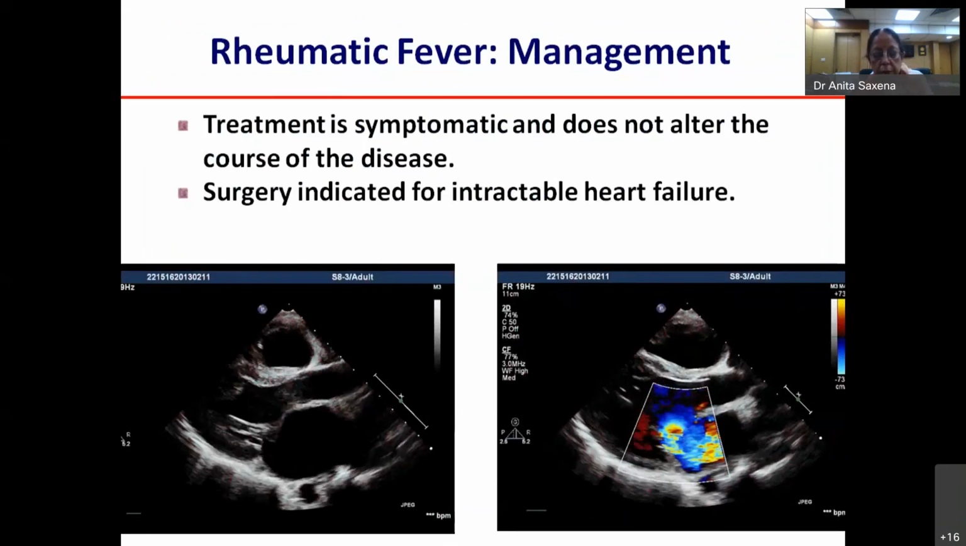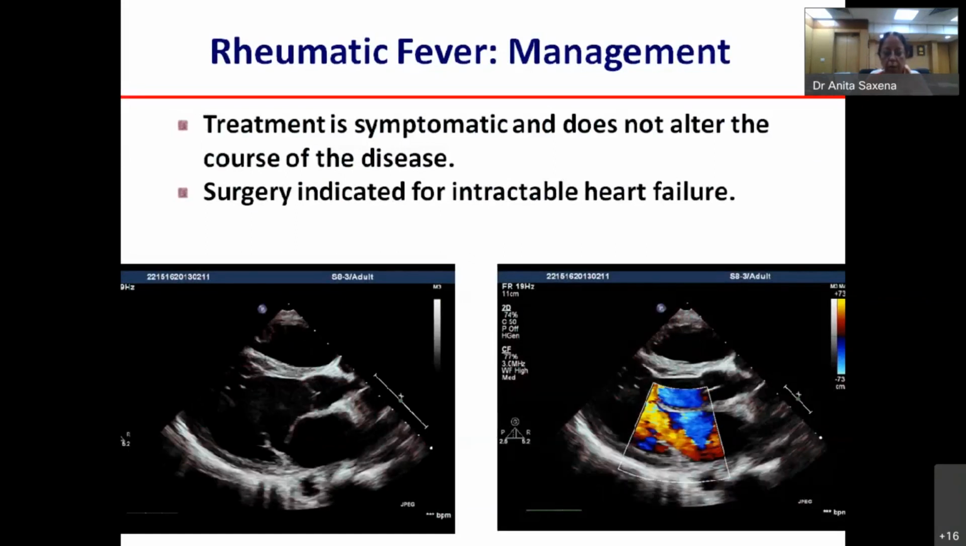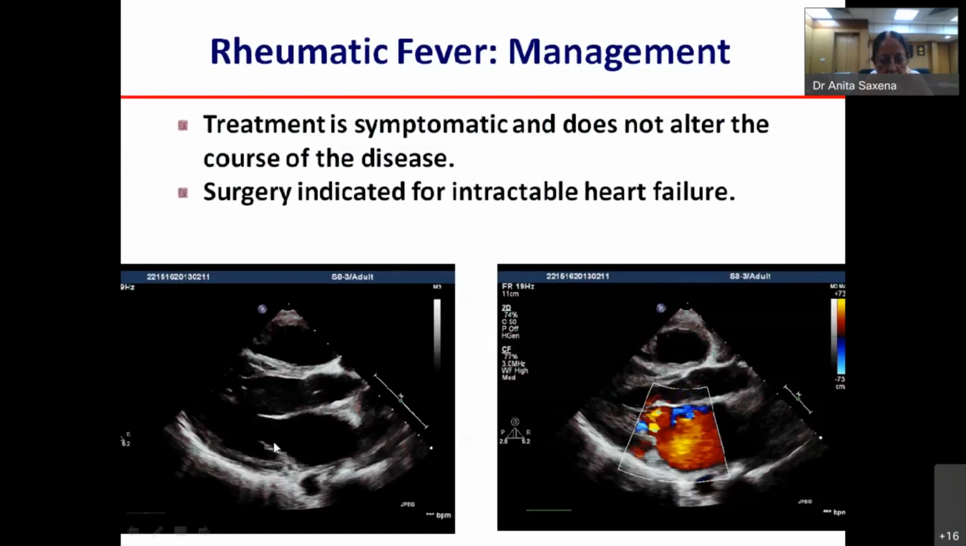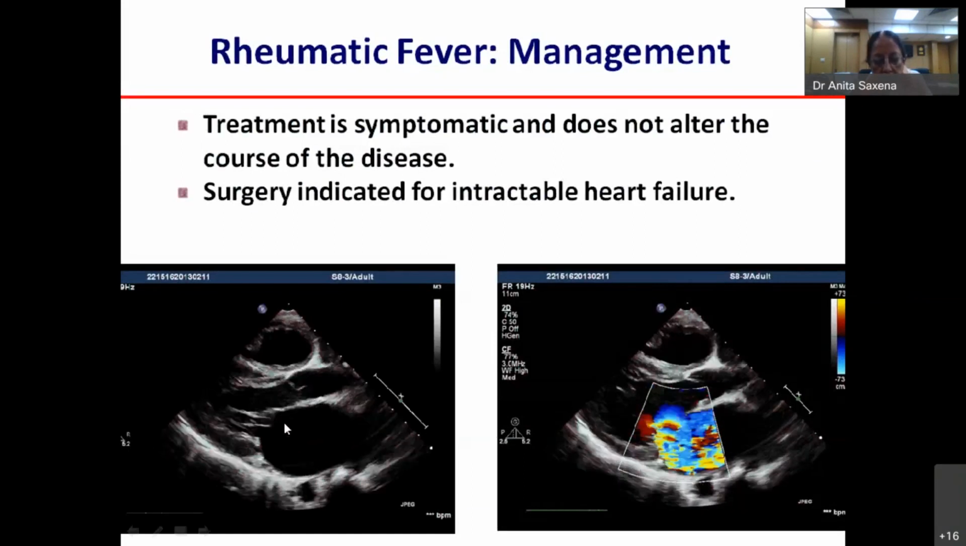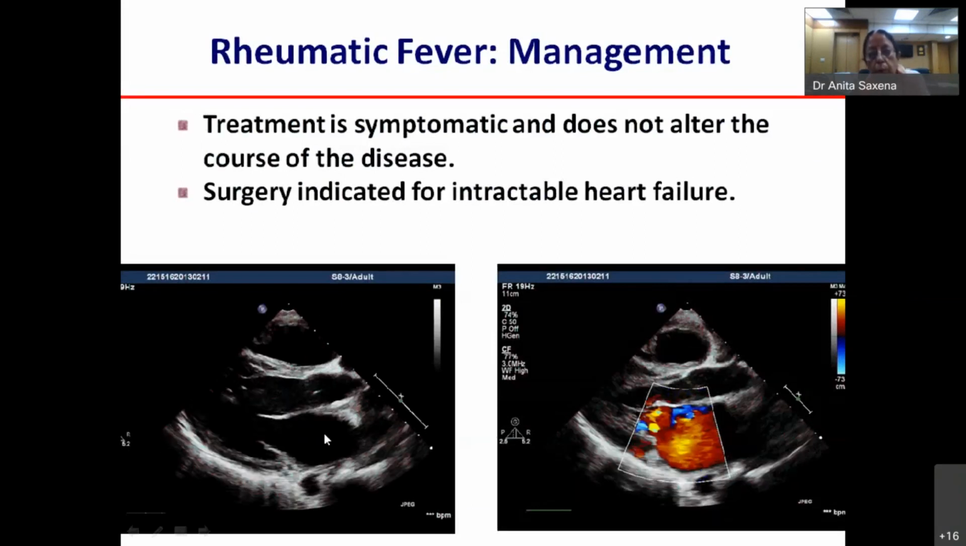So what about surgery? I would say that surgery should not be done as far as possible. However, if there is intractable heart failure and you have something like a flail mitral leaflet, like you have over here, where the chorda has been broken, so this is like a flail leaflet, no amount of medical management is going to help these patients.